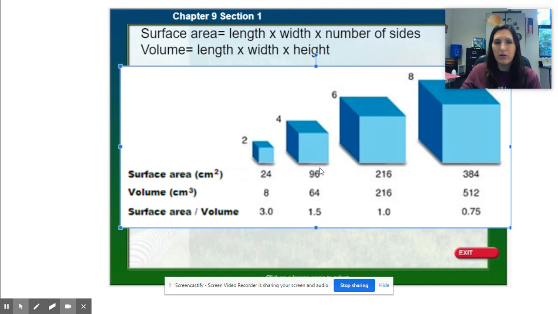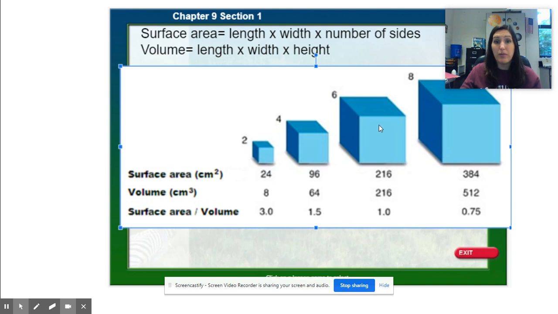We get to a bigger cell, we have 96 doors. Now that's a lot of doors. But the volume is 64. 64 things need to move in and out. That's a lot. And it slows down. So we're at a 1.5 on our surface to volume ratio. This is starting to slow down.